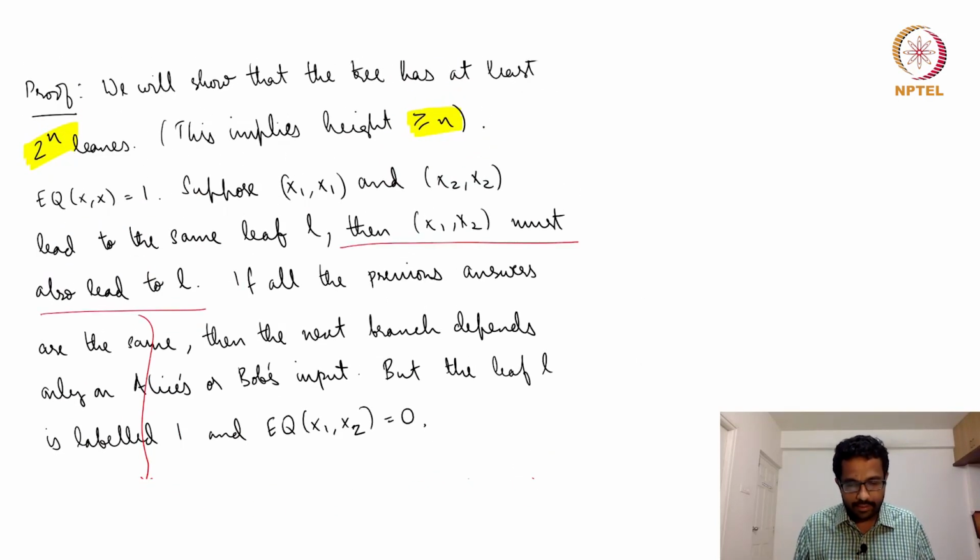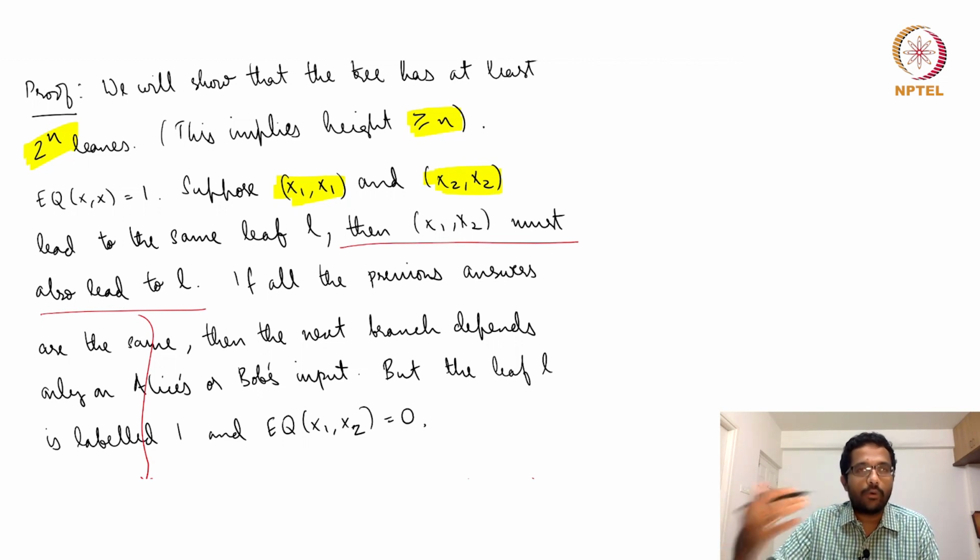So let us see why that is the case. Suppose x1 and x2 are 2 distinct values. X1 and x2 are not the same value. So suppose x1 x1 and x2 x2 end up at the same leaf. The claim is that if this happens, then the input pair x1 x2 also must go to the same leaf. But then that leaf answers yes, right? Because for x1 x1 the answer is yes. Any leaf is a place where you output something. So the leaf answers yes.